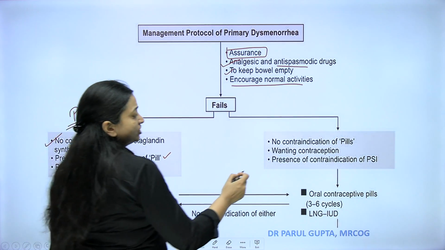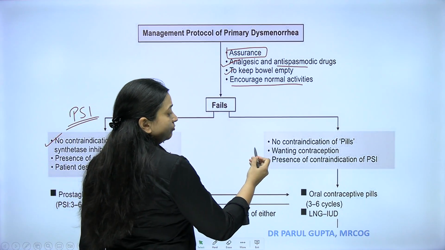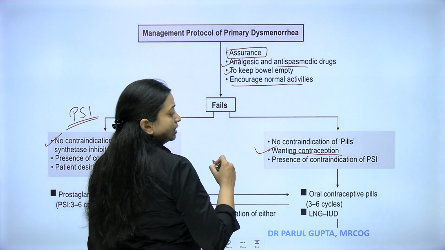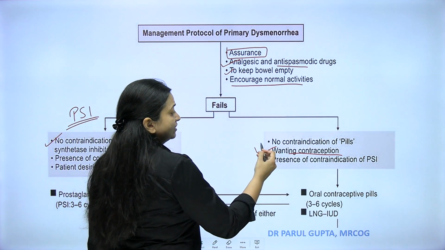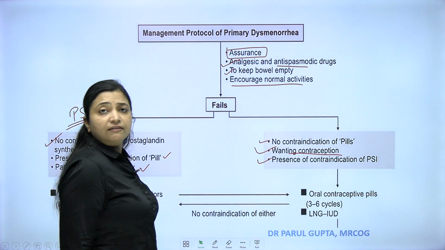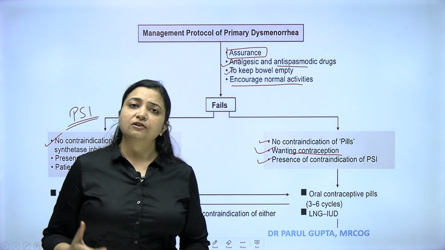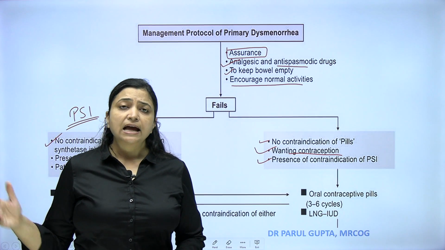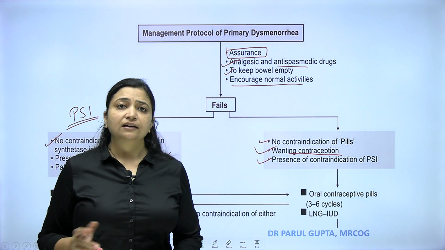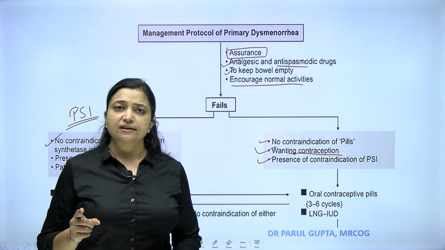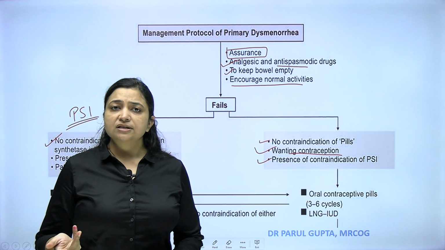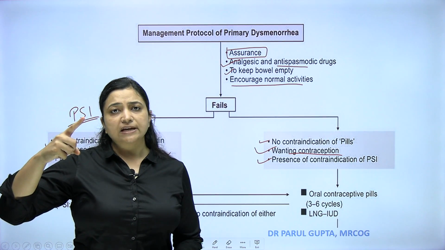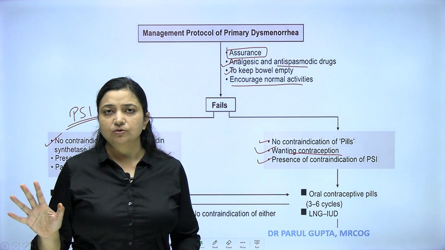But if the patient is a woman who wants contraception also, there are some contraindications, some allergy to the PSIs, and she is ready to take pills, then we will go for oral contraceptive pills on a regular basis. And the logic behind this is that the mechanism of action of oral contraceptive pills is that it inhibits ovulation. So once ovulation is inhibited, the whole cycle stops and there is complete relief from dysmenorrhea.